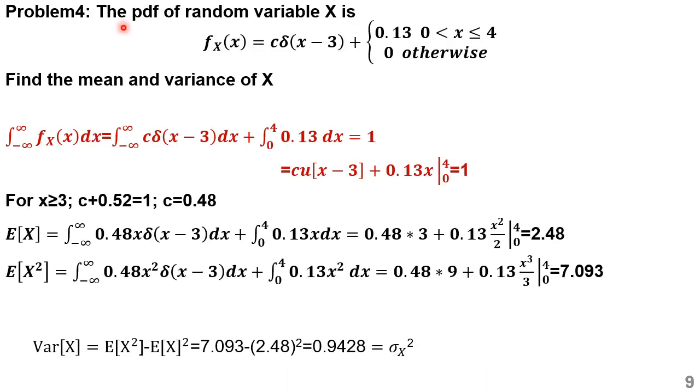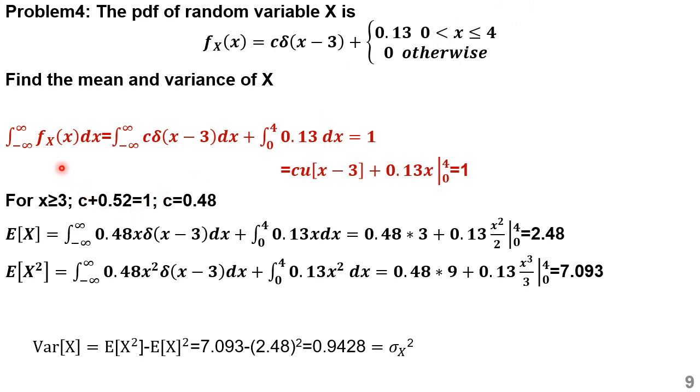We'll try a problem on a mixed random variable whose PDF is given here. The f of x equals c delta of x minus 3 plus 0.13 for all values of x between 0 and 4, 0 otherwise. We need to find the mean and the variance of x. By integrating f x of x, we get the CDF and its value should be equal to 1 for all values of x which is greater than 3.